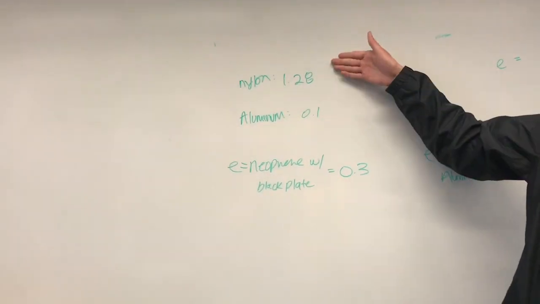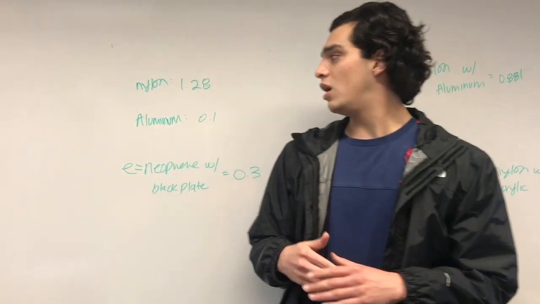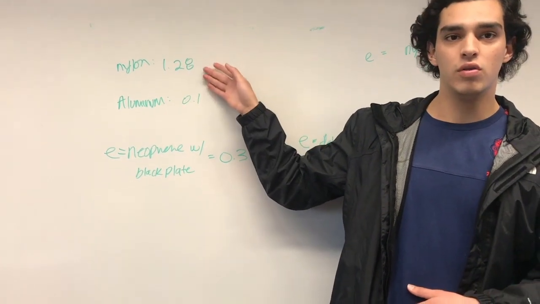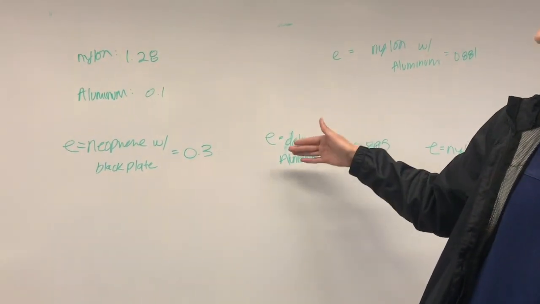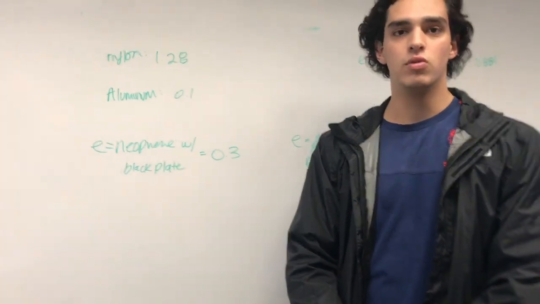We found that nylon is 1.28 and aluminum is supposed to be 0.1, but we do not know how these values were tested. We do not know against what materials they were bounced on, so we cannot fully compare ours because we use different materials made of the ball and of the plate, different ones.